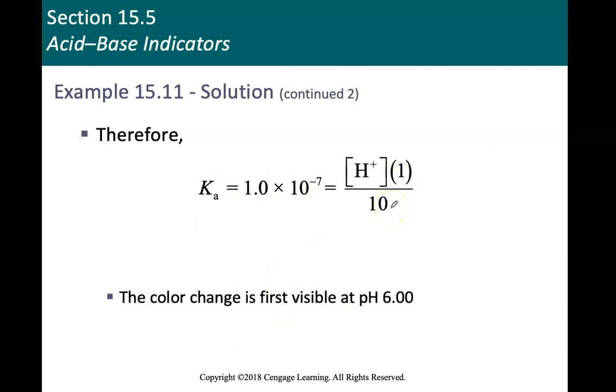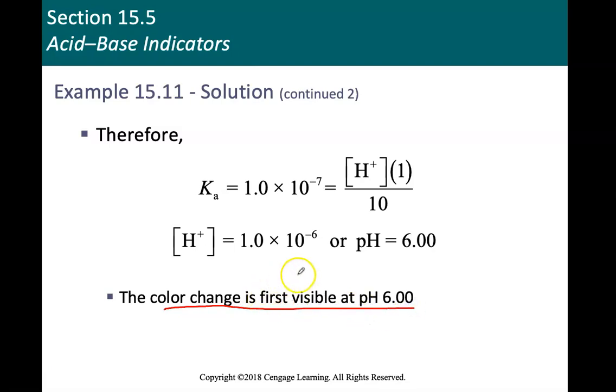Therefore we can carry out the substitution here. 1/10 is the ratio of the anion to the acid, and then you can find the value of H+ in this relationship. It gives you the value of 1 times 10 to the power minus 6, and the pH of that should be 6. So the color change will be visible when you reach a pH of 6.